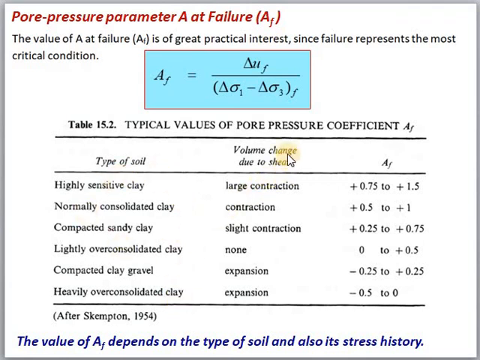You can see here, corresponding to the volume change, what is the A_f value. So if it is an expansion due to shear, then you have the value ranging from minus 0.25 to plus 0.25. And if it is for a large contraction, then you have it from 0.75 to 1.5. And if it is expansion for heavily over consolidated soil, it is ranging from minus 0.5 to 0. So these are the various values which will help you to solve the field problems. So this is a generalized value based on some experiences.